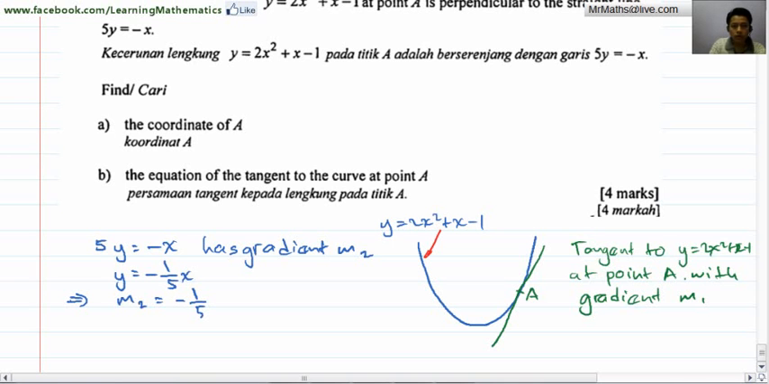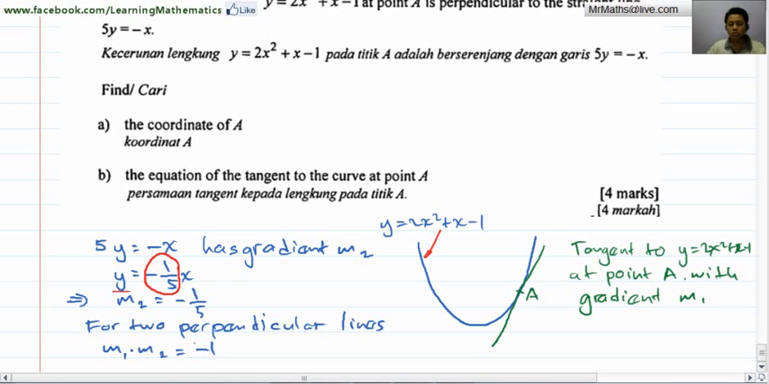Why? How do I get that? The coefficient of x, whenever we have only a single y on the left, is going to be the gradient of the line. So for two perpendicular lines, M1 multiplied by M2 is minus 1. This is the law of two perpendicular lines. If you have two perpendicular lines, the product of the two gradients is negative 1.